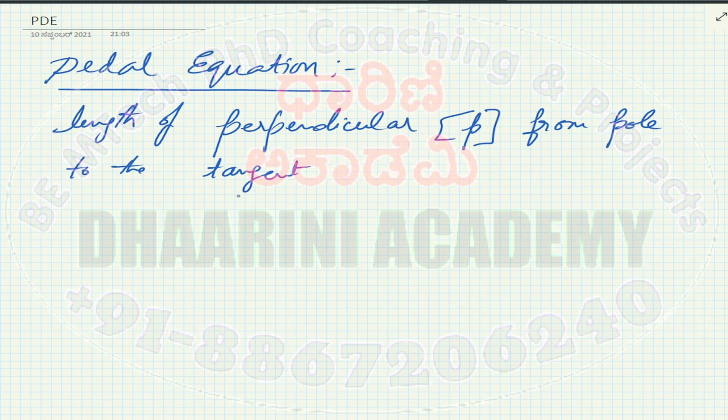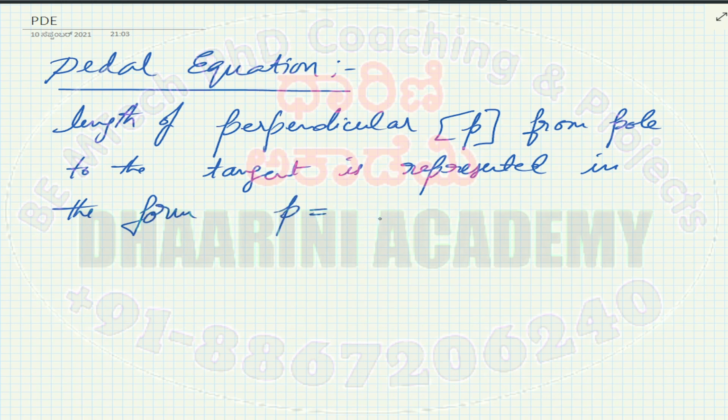Now we know that there is what is called r. So the length of the perpendicular p from the pole to the tangent is represented in the form of an equation. So we know that this is the format: p is equal to r into sine theta. This is one format. There are many other formats in which we can write the pedal equations. It could be one of them. This is the first format.